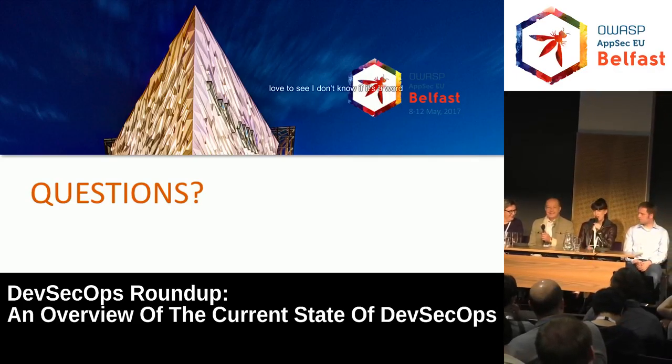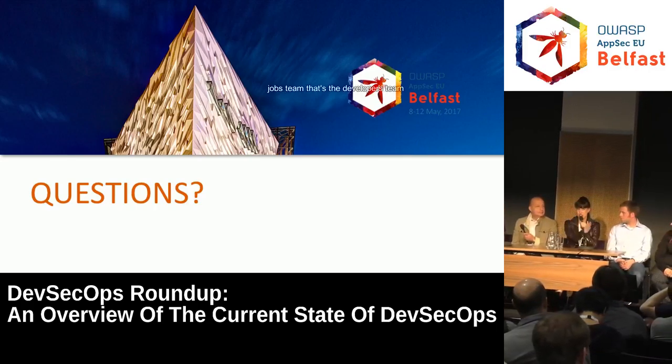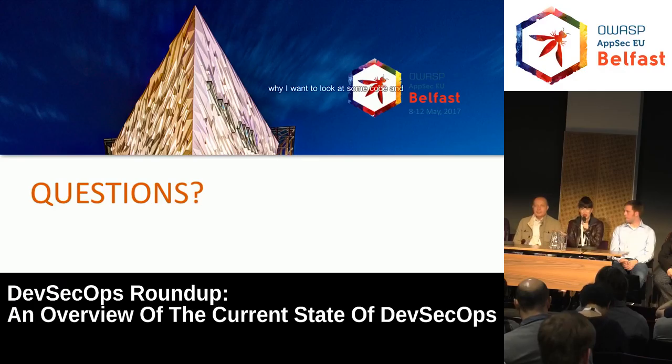Go ahead. I would love to see, I don't know if it's a word, but just like, oh, that's the security team, that's the developers team. We use this tool, you guys don't use this tool, this is our tool. Like, I was told you can't use Eclipse. I was like, why? I want to look at some code. And they said you should use your stack analysis tool. But I want to look at what the developers see. I want my eyes to see what their eyes see. So if we could have some gray there, about whose responsibility it is.